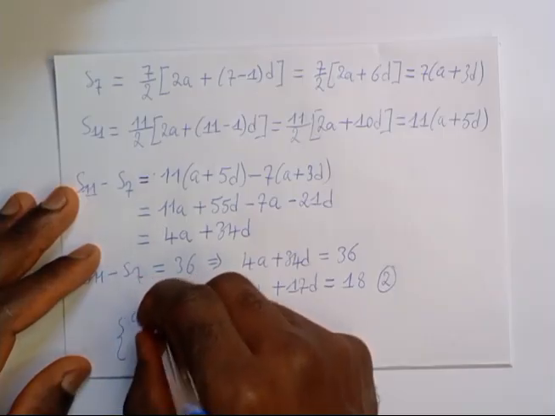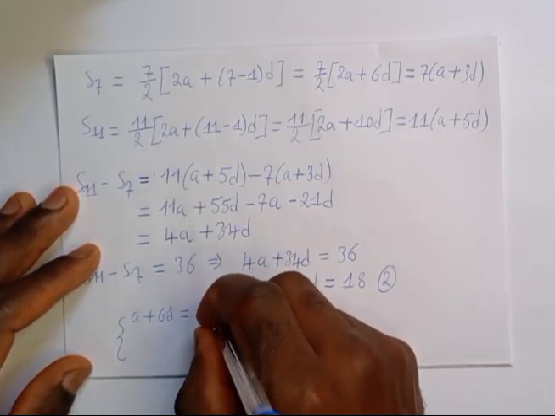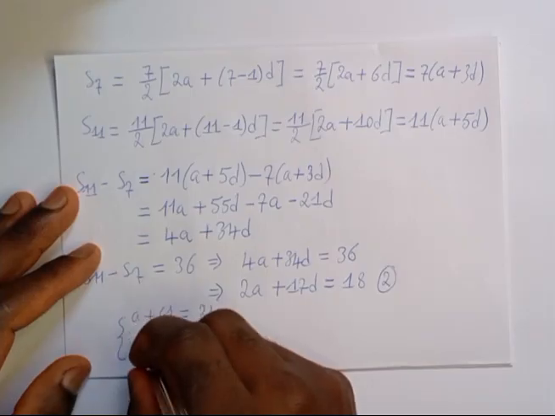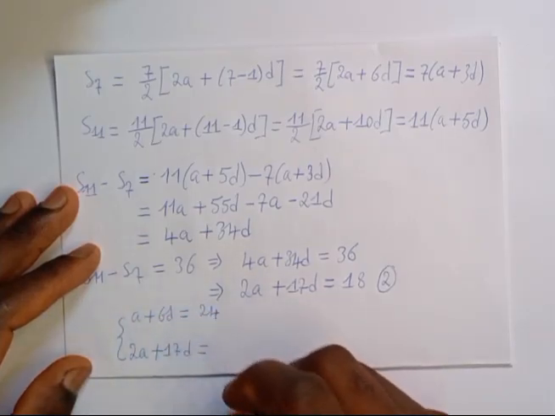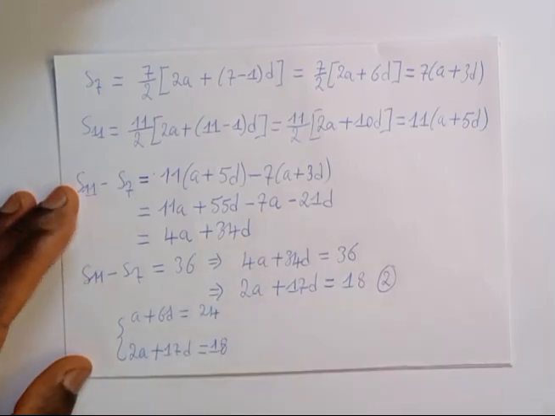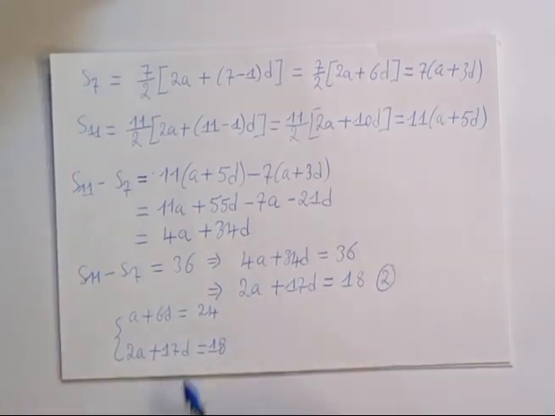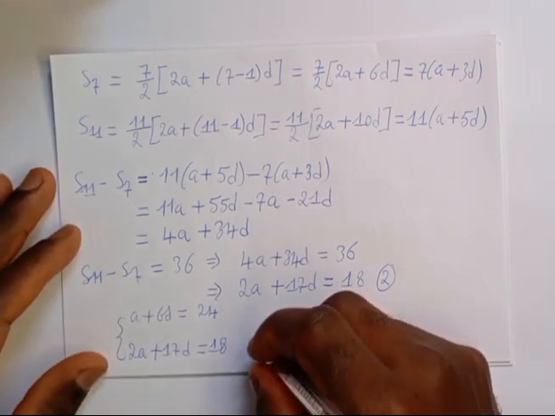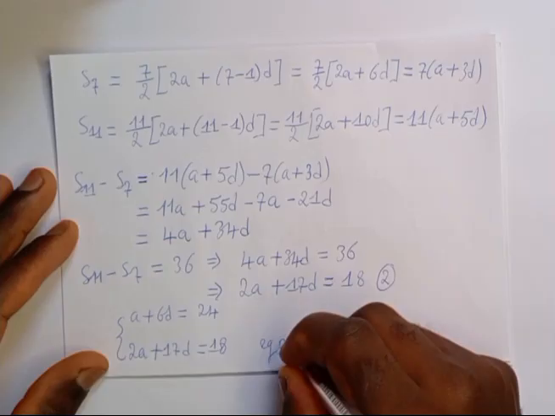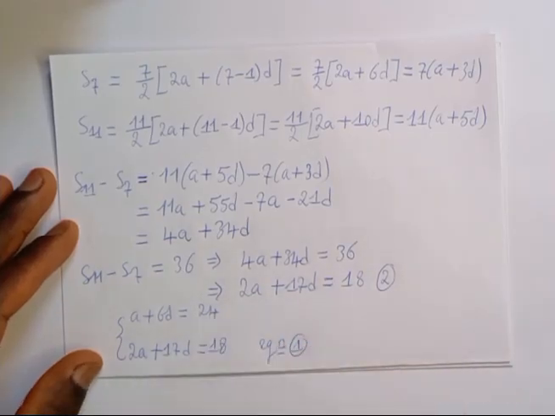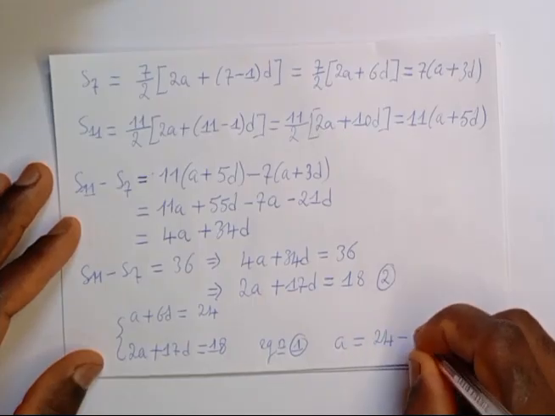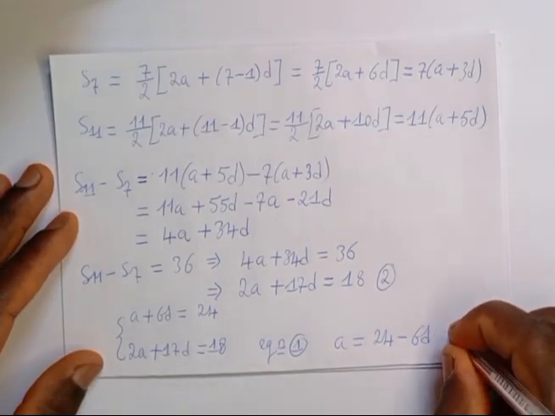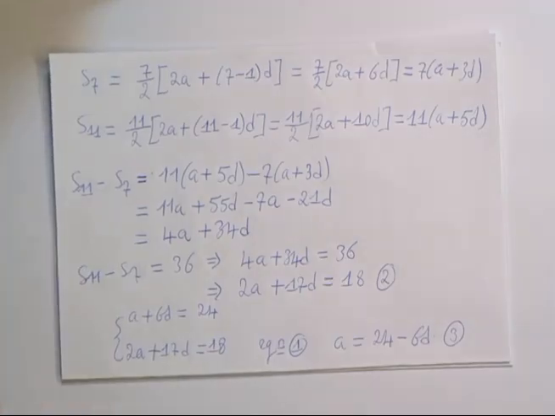We have a plus 6d is equal to 24. Equation 2, we have 2a plus 17d is equal to 18. We are to solve this pair of simultaneous linear equations for a and d. If we take equation 1, this equation, we make a the subject of the formula. A will simply be equal to 24 minus 6d. We call this one equation 3.